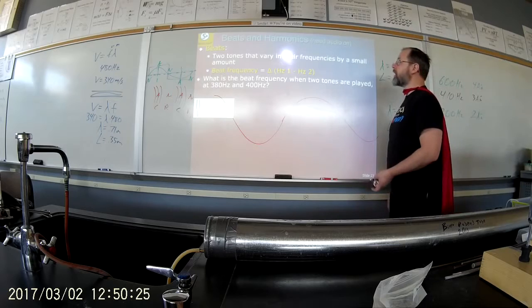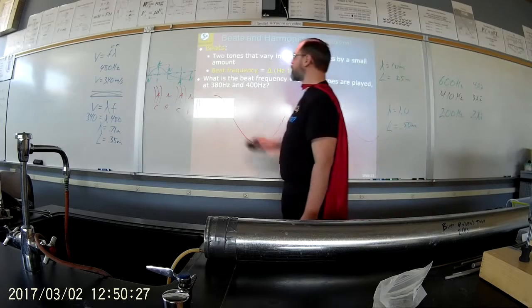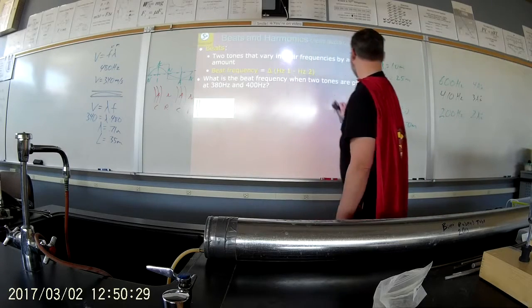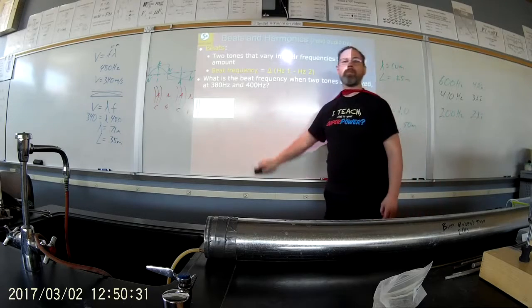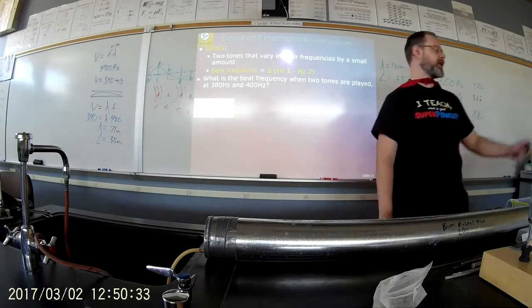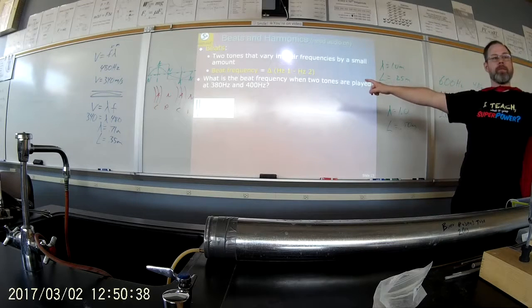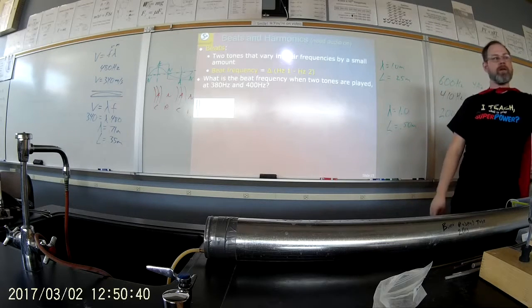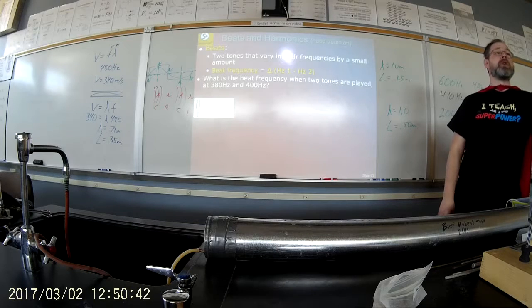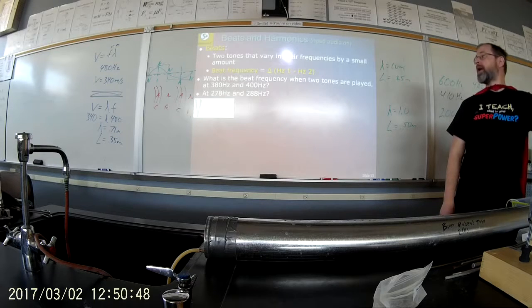Okay, so if you had a tuning fork at 380 and another one at 400, what was the beat frequency you would hear? Nope, not 390. Look at the formula. 20 is the difference between the two. So it's just one minus the other. So 20 hertz. If you had one at 278 and one at 288, what would it be? You'd have a beat frequency of 10.